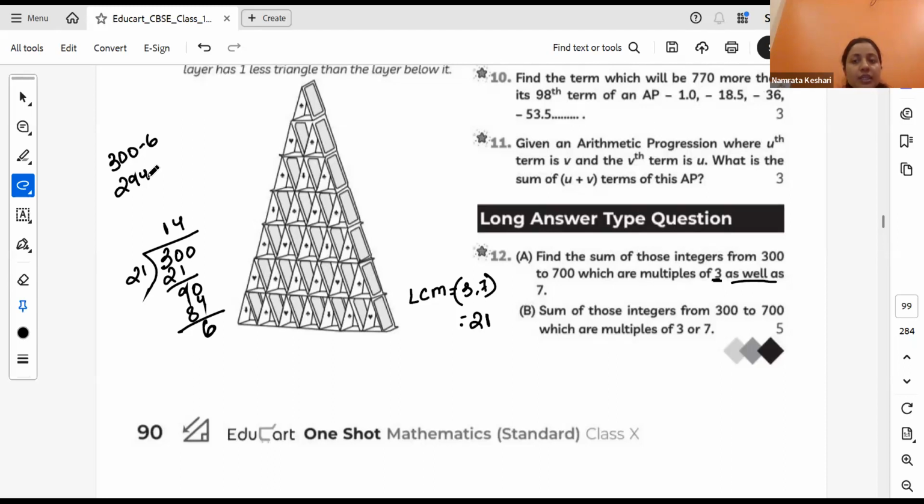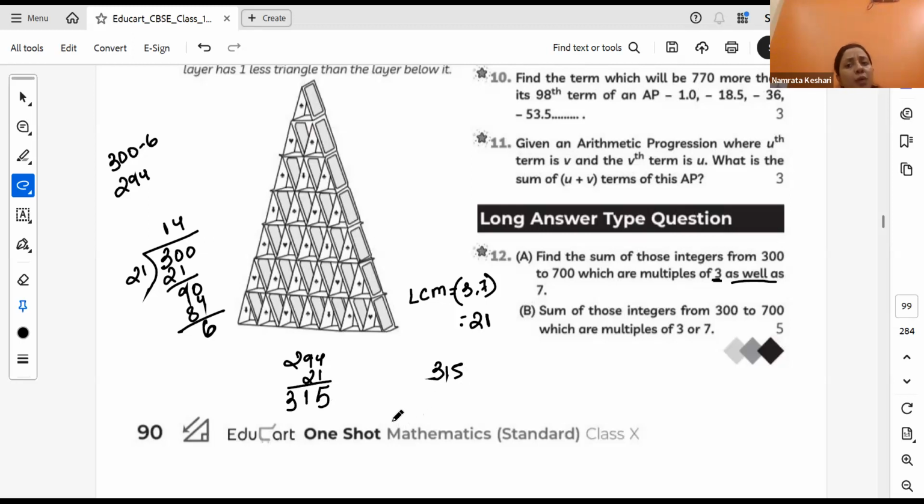We need a number which is after 300. So we will take just the next number after 294, that is 294 plus 21, which will be what? 315. This is the first number which is a multiple of 21.